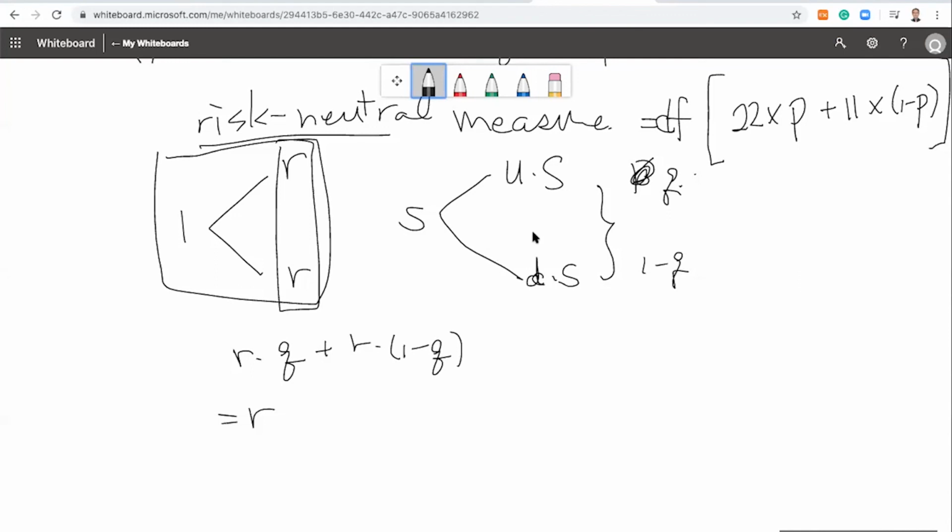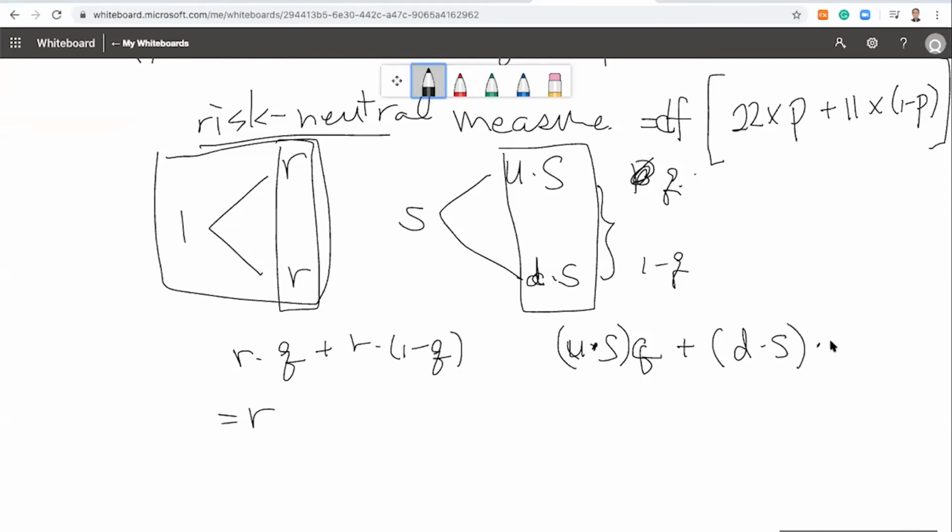And then for the second one, what is the expected value from the risk neutral guy's point of view? It's U times S times Q plus D times S times 1 minus Q. So this is the expected value of the second game.